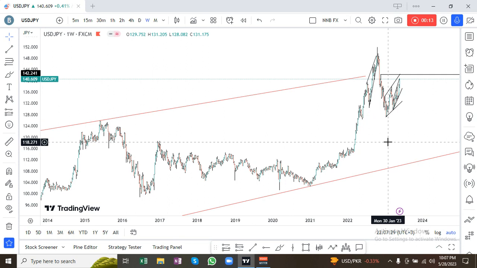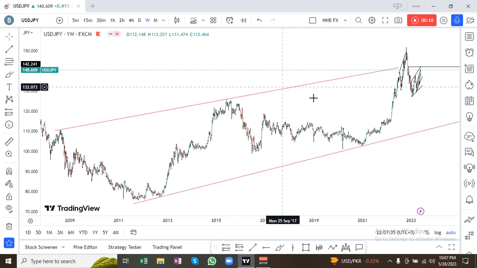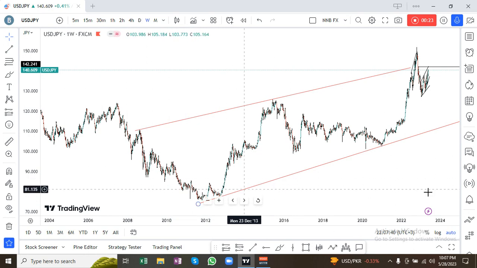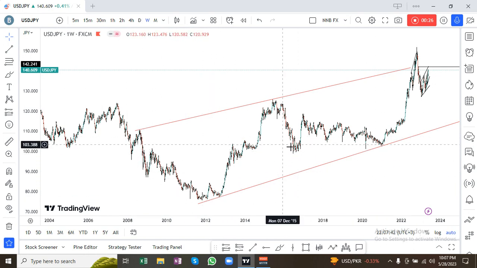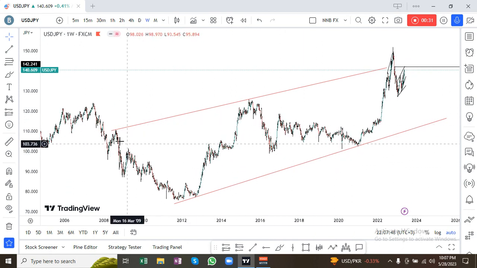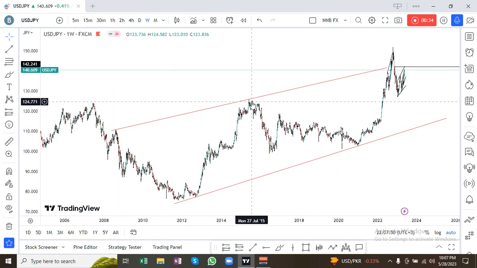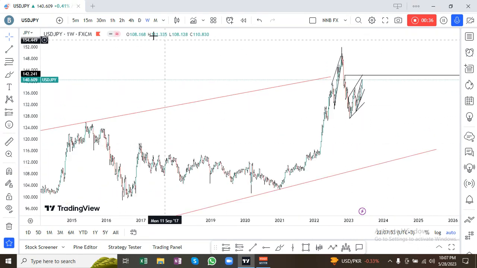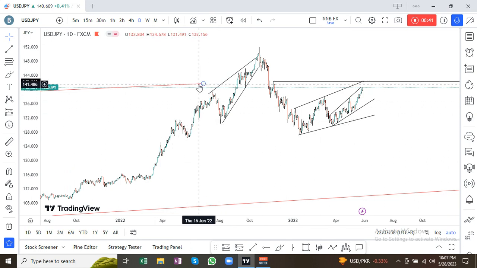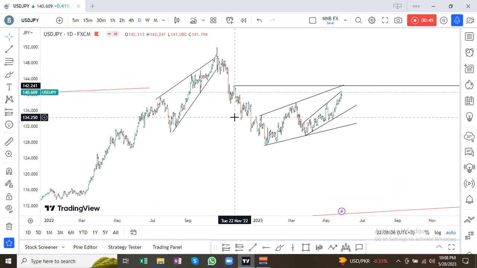So we'll start with the first pair, which is US dollar against the Japanese yen. As you can see, we are on the weekly time frame, and on the weekly time frame US dollar against the Japanese yen was forming a rising channel which had been touched the first time, second time, and on the third time. If we go down to the daily time frame, we can see that it approached that channel on the third touch in form of a rising wedge, and then it impulsed down.